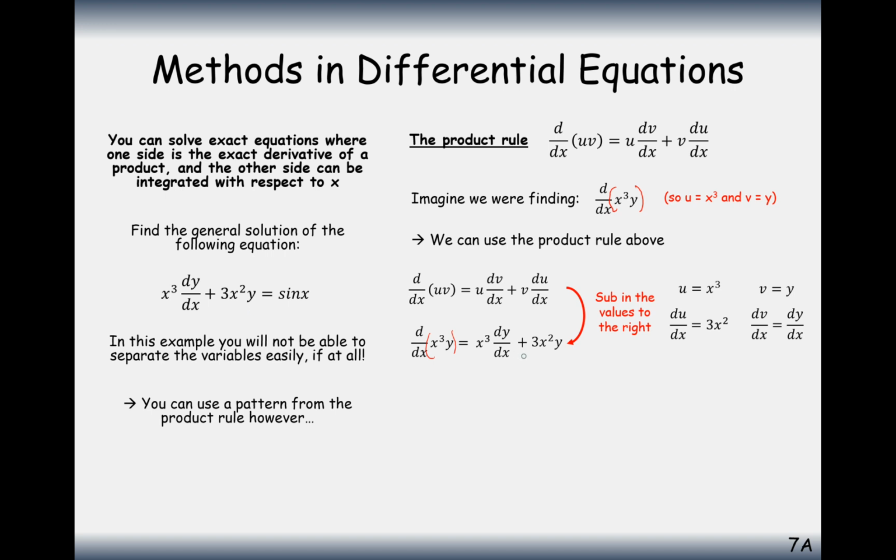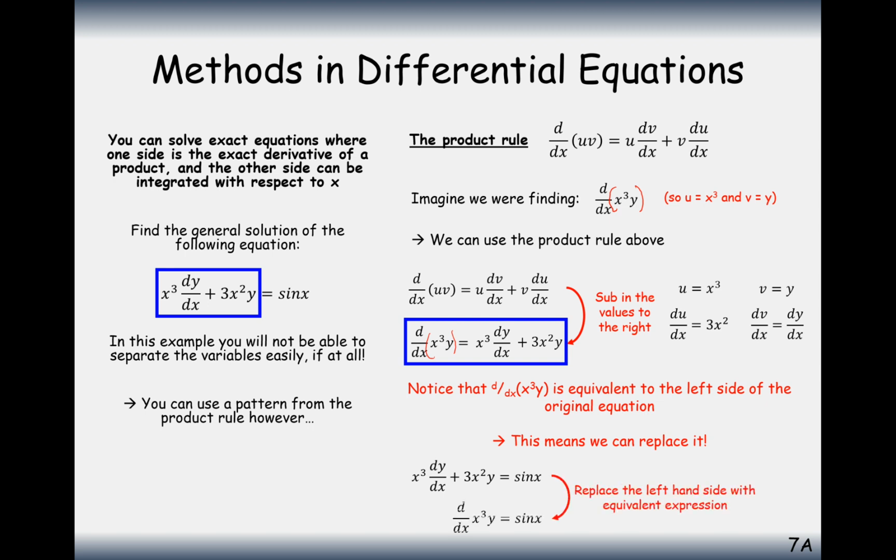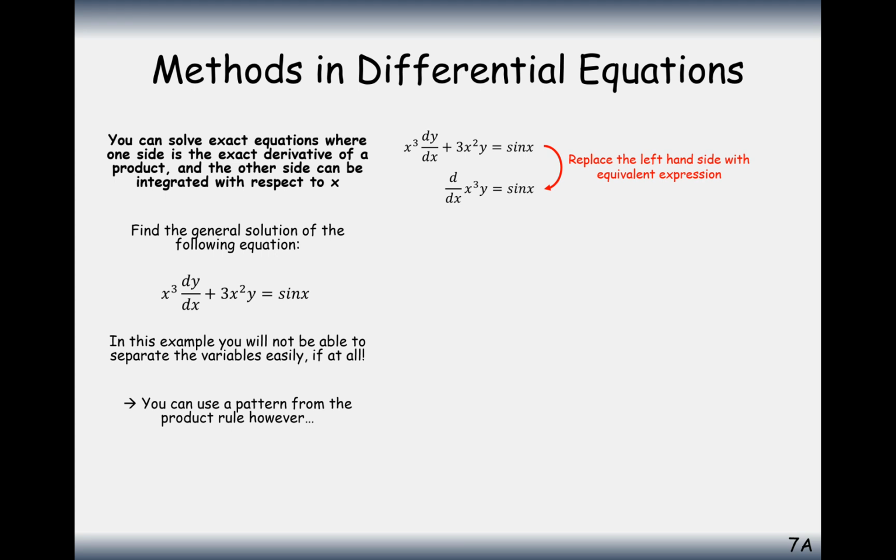So the left-hand side of the equation we're about to solve is the differential of x cubed y. Notice that the differential of x cubed y is equivalent to the left-hand side of the original equation. This means we can replace it, they're equivalent. So we'll replace the left-hand side with the differential of x cubed y, and now we can go ahead and solve this as a differential equation.